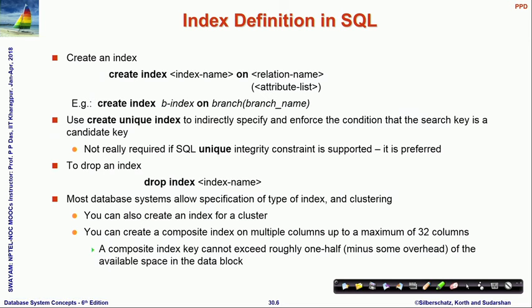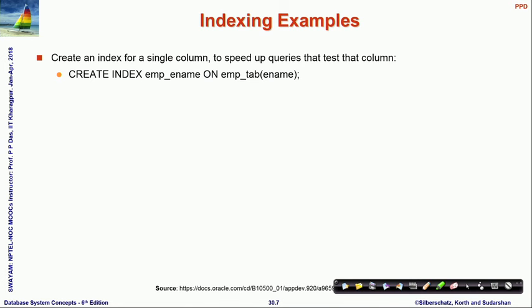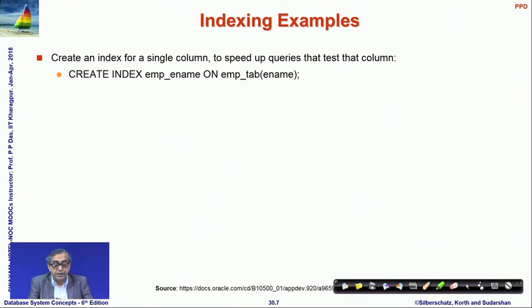Most database systems allow specification of the type of indexing and clustering that you want to do. So, you can create an index for a cluster also, and you can create a composite index for multiple columns. So, let us run through quickly a couple of examples. Create an index for a single column to speed up queries that test that column. Here, EMP tab is a relation which has an attribute ename, the employee name, and we want to create an index on that. If we do that, then any search based on the employee name will become really fast.